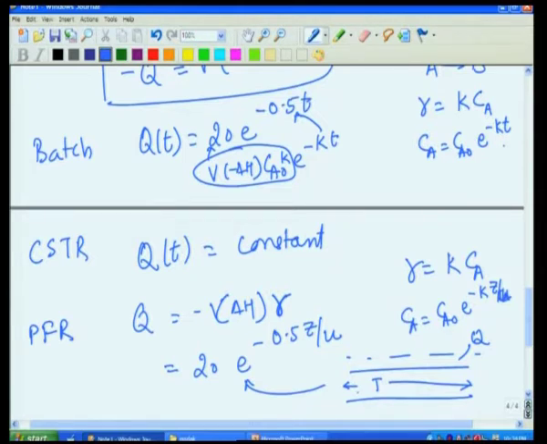Why? Because for a tubular reactor, concentration decreases exponentially along the length of the reactor. So, the rate of reaction will decrease exponentially along the length of the reactor, and therefore, the rate of generation of energy will change exponentially, and therefore, the heat to be added or removed to maintain the temperature constant will also have to change along the length of the reactor. Not an easy thing to do.